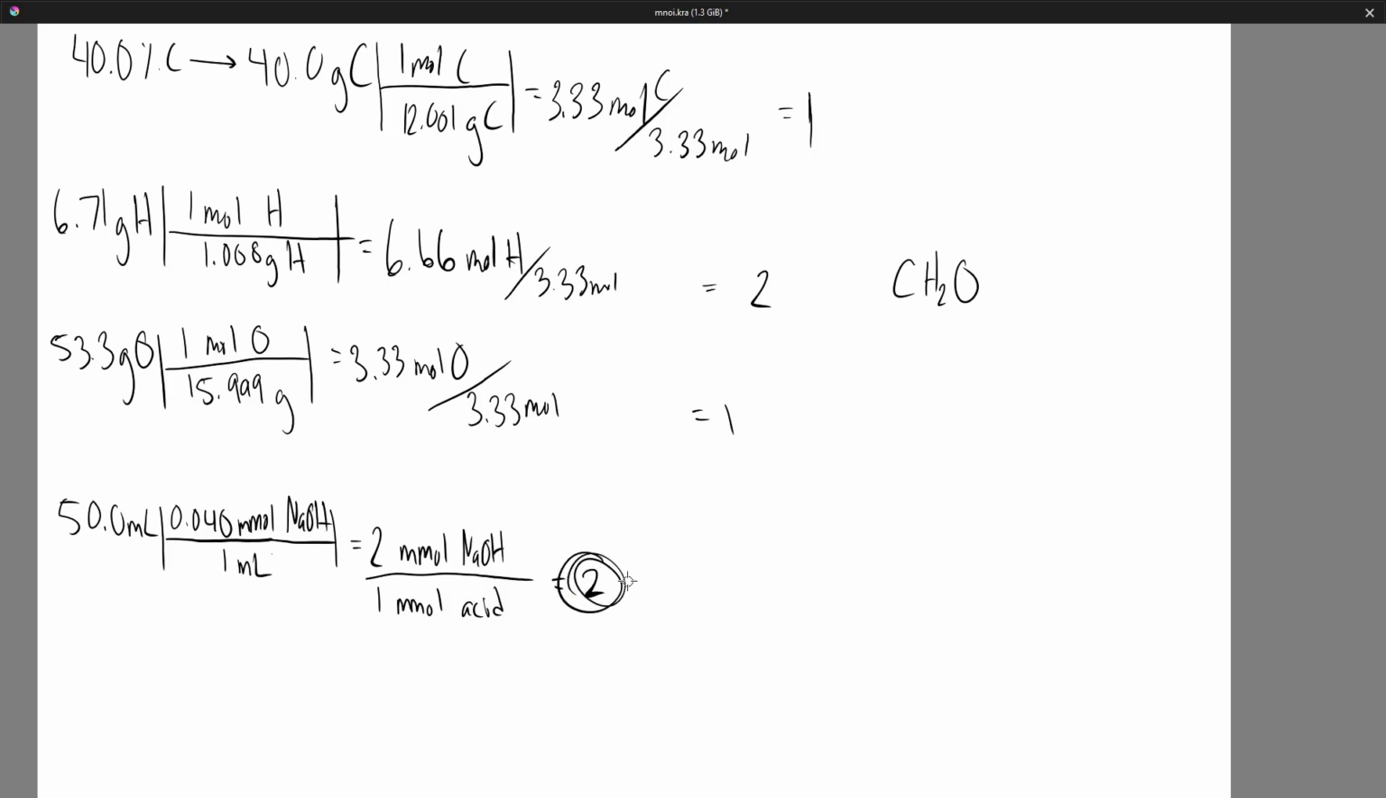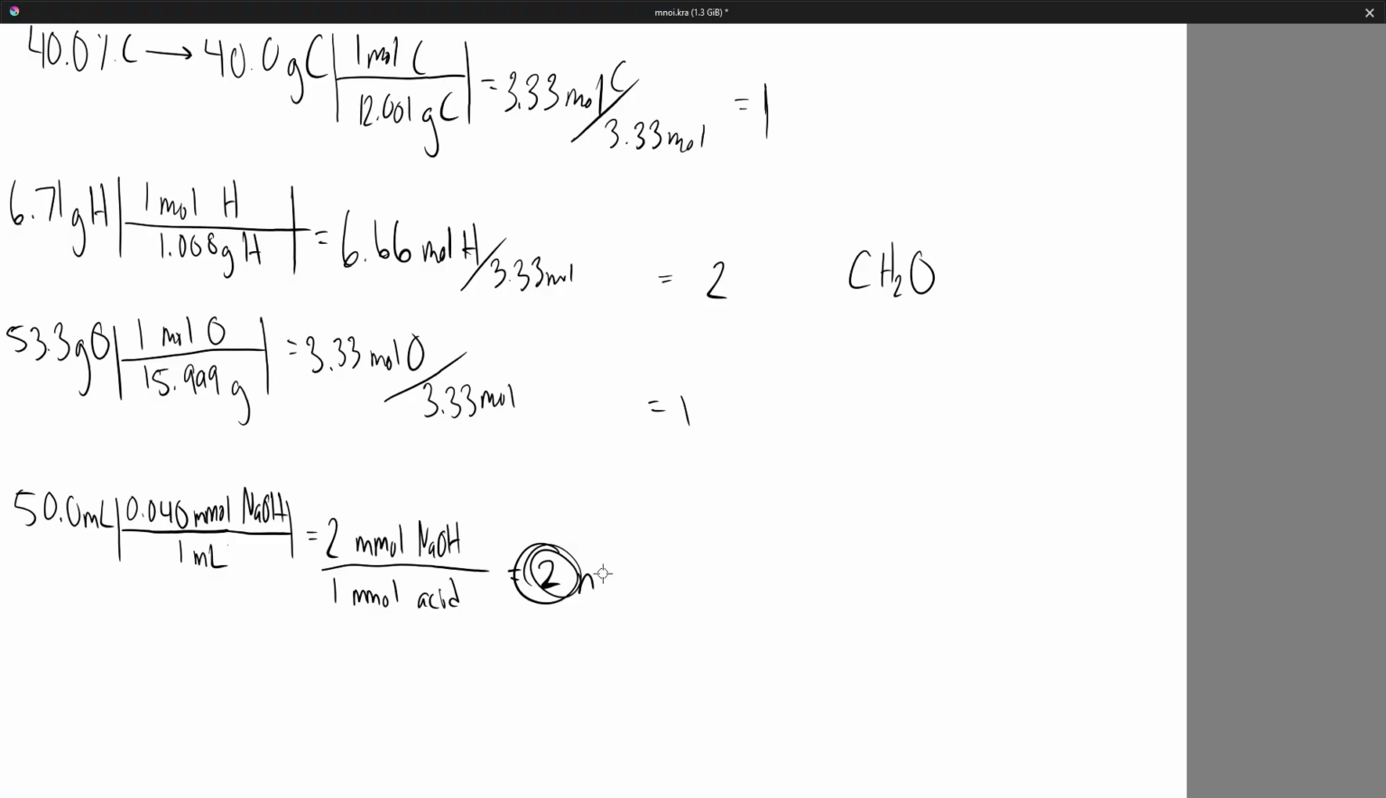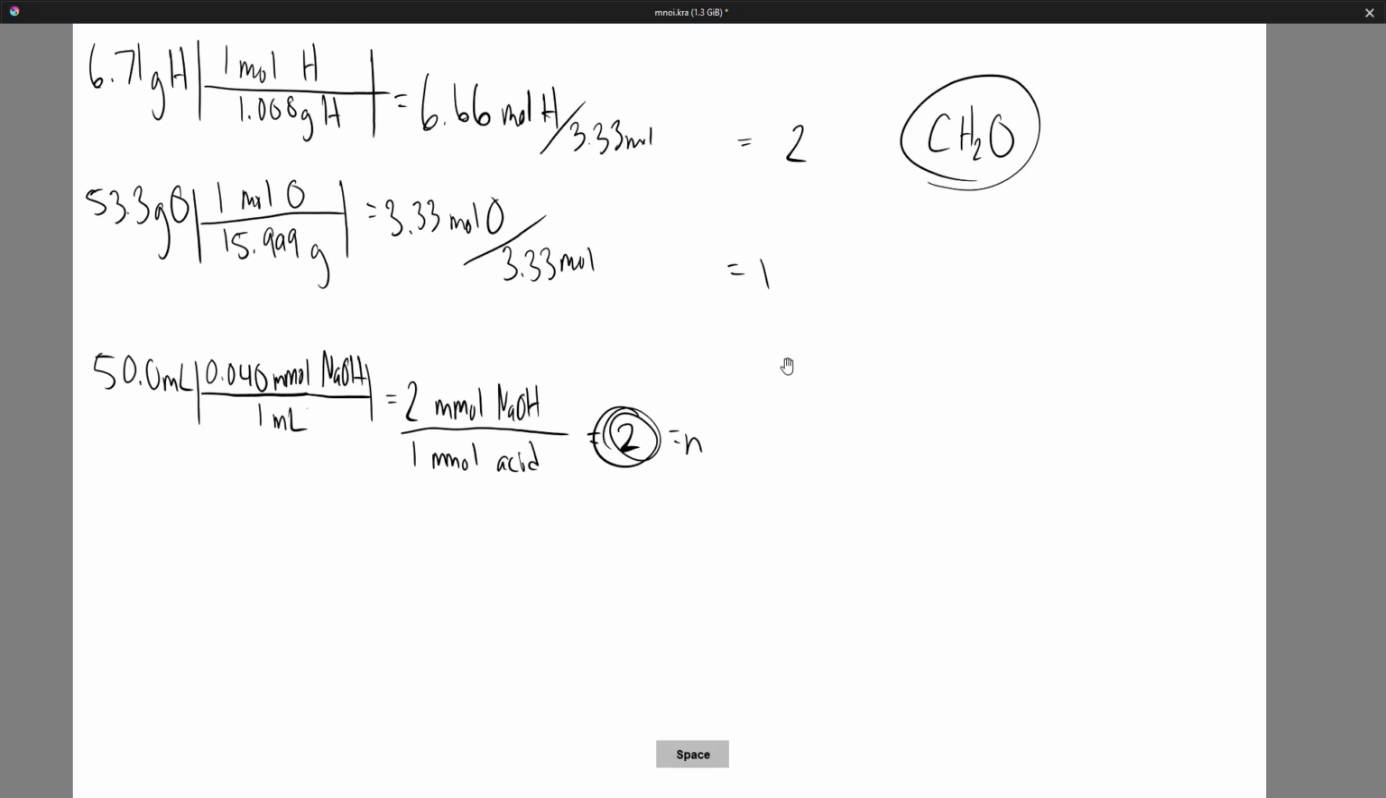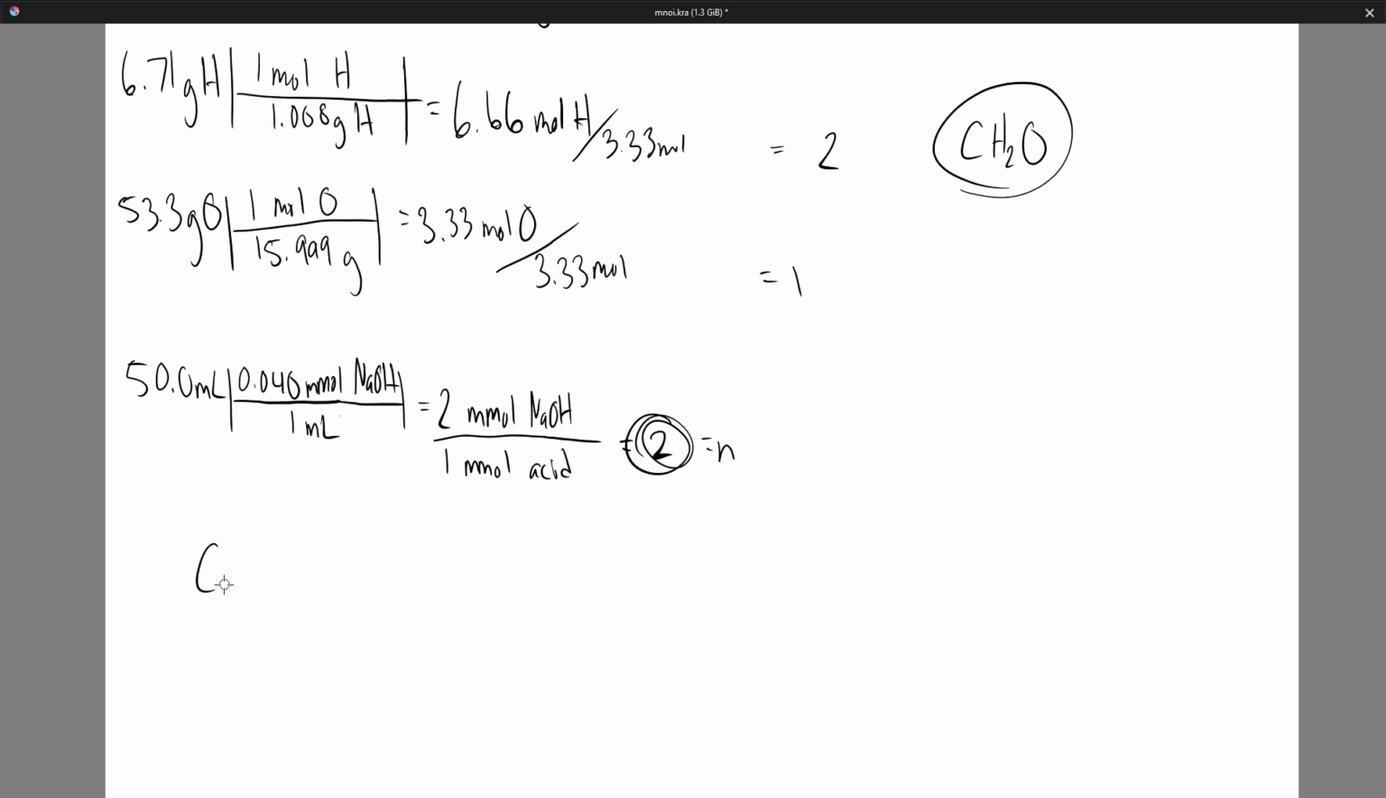So this is our n. This is what we'll multiply each of these subscripts by to get the molecular formula. So it's just CH2O, basically times 2, times 2, times 2. And that should give us the correct molecular formula. So it's C2H4O2. That's the acid right there. And this is the molecular formula of the acid.